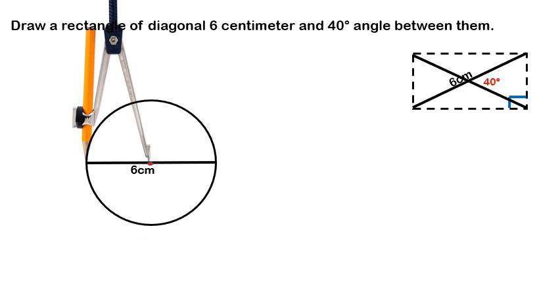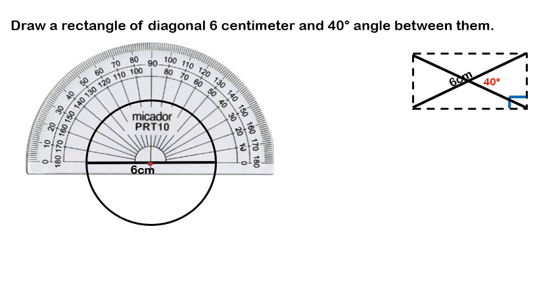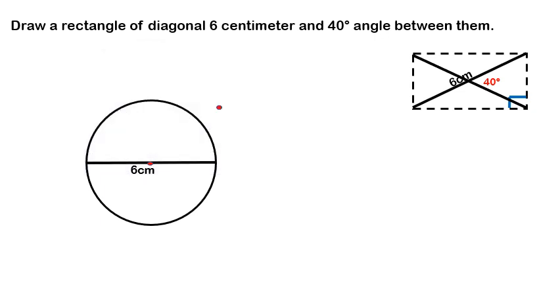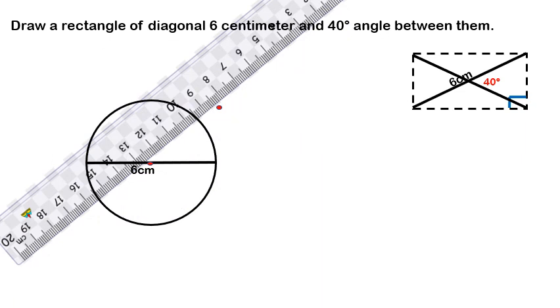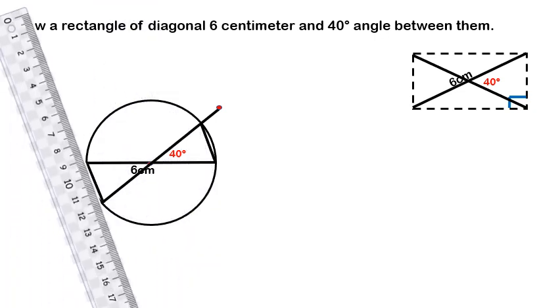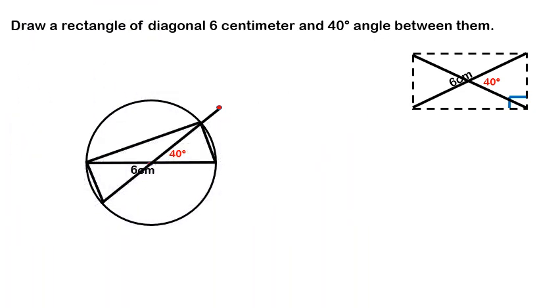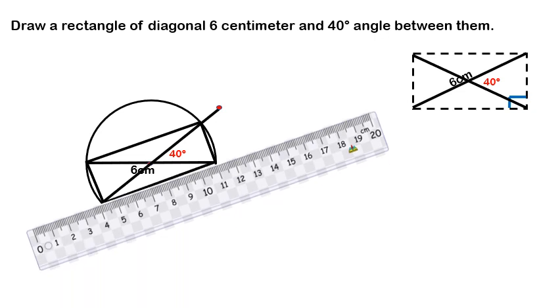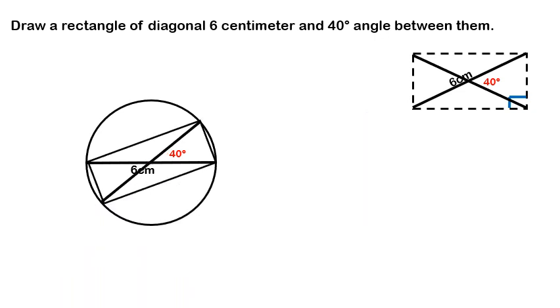Then place a protractor at the center and mark a 40-degree angle. Then use a ruler and draw the second diagonal of length 6 cm. Then use a ruler and join these ends. Then at last, erase the unwanted parts. We get a rectangle of diagonal 6 cm and angle 40-degree.